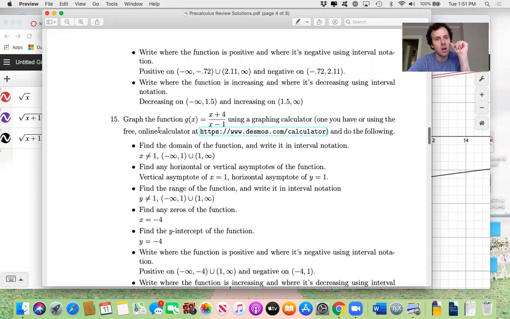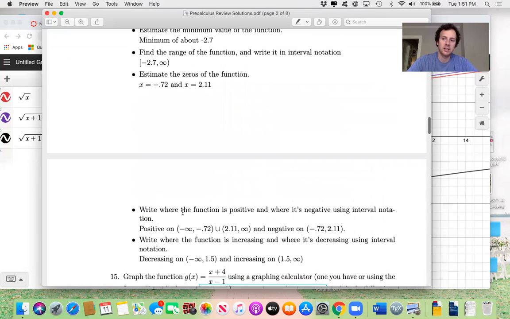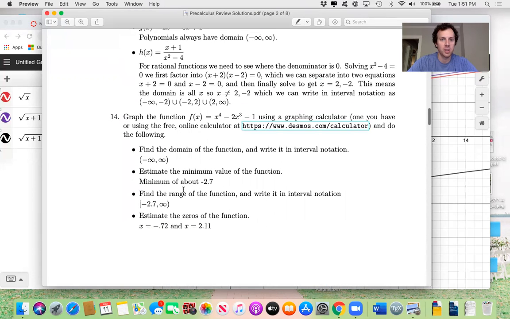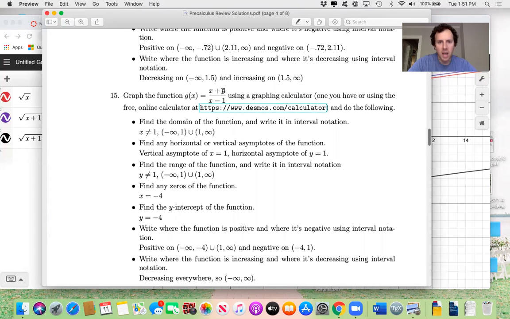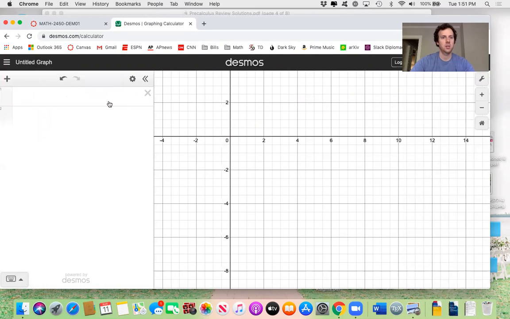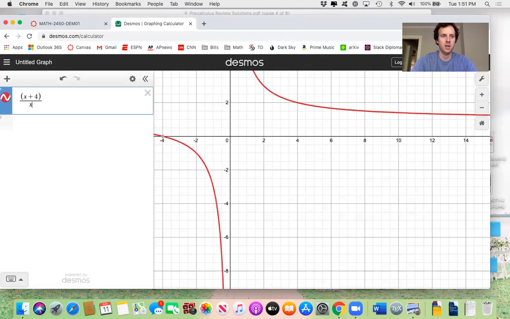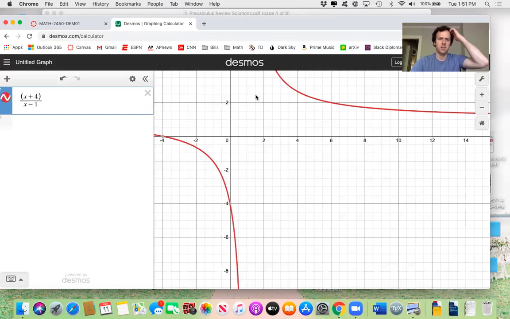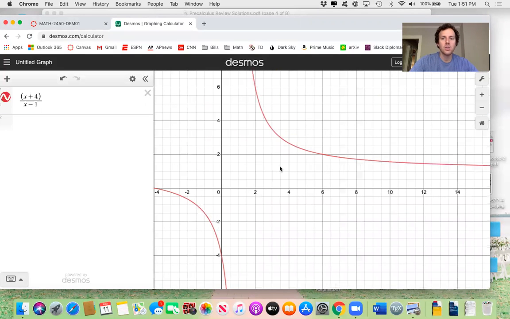And hopefully going through this gives you a feel for what the kinds of questions are. And that'll help when it comes time to looking at the other. So x plus 4 over x minus 1. Put little parentheses to make sure we can divide by x minus 1. Okay.